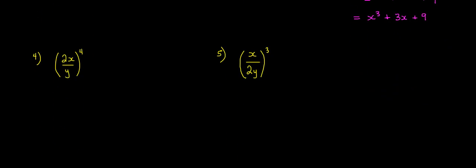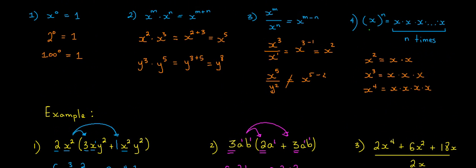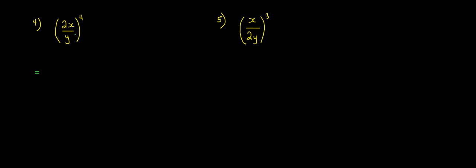Alright, we're going to go ahead and finish up with these last two problems here. So 2x over y to the 4th, what does that equal? Well, first we got to figure out, well, what in the world does this mean? Well, remember when I said this up here? So this rule right here, number 4. X to the n is really just a bunch of x's n times, so x squared is x times x, x cubed is 3 x's. Well, this is simply just going to be 4 of these because we have to the power of 4. So we have 2x over y times 2x over y times 2x again over y, and another one because we have 4 here.